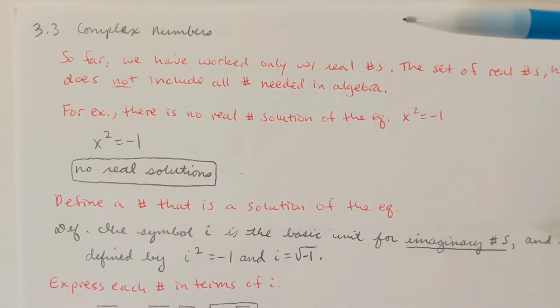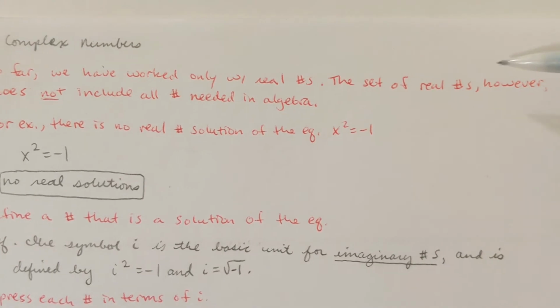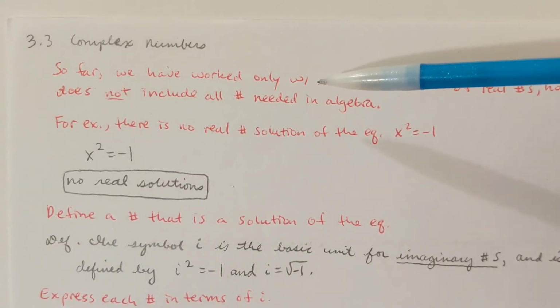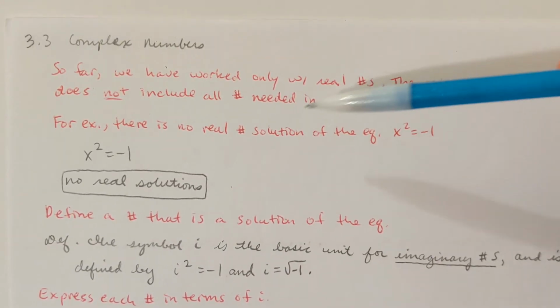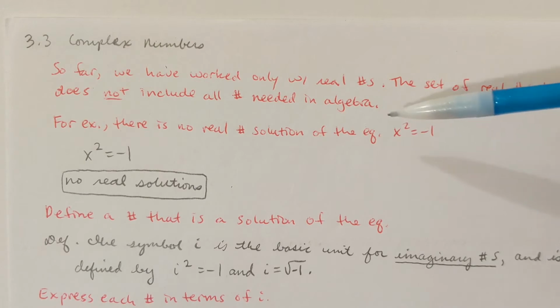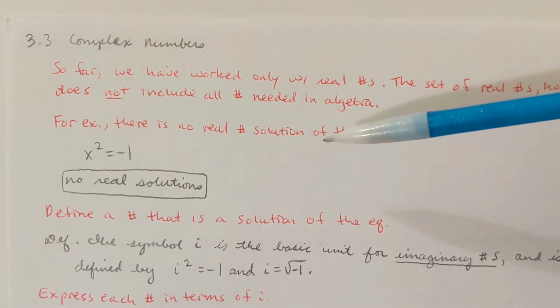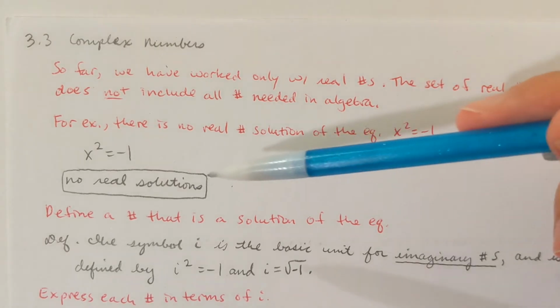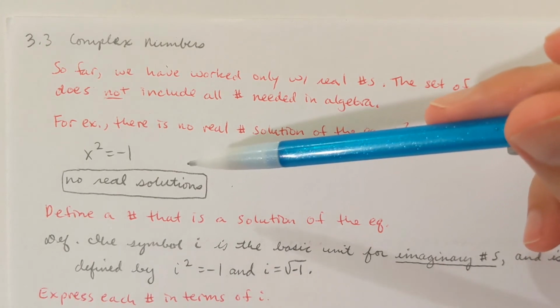So far we've worked with only real numbers in algebra. The set of all real numbers, however, does not include all the numbers needed in algebra. For example, there is no real solution to the equation x squared equals negative 1, because when you square any number, you never get a negative. And so there's no real solution.